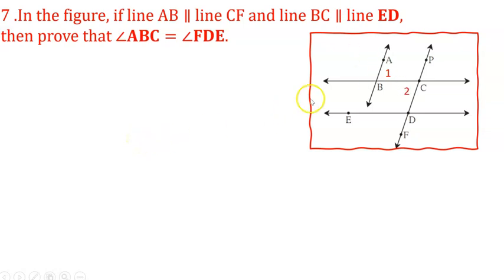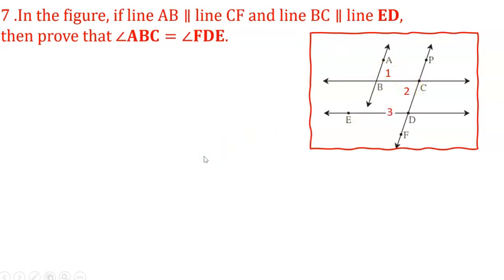What I had written, the measure of angle ABC, I had written as 1. Next, the measure of angle BCD is 2. Now see this here, as these two lines are parallel, means what? AB is parallel to CF and BC is their transversal. Therefore, this angle 1 and angle 2 are alternate angles. They have the same measure.